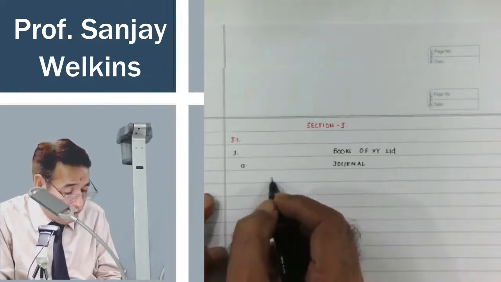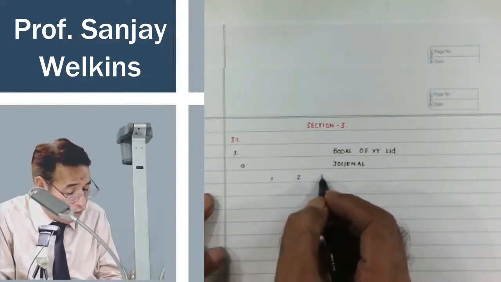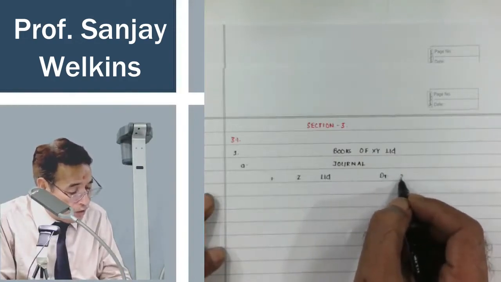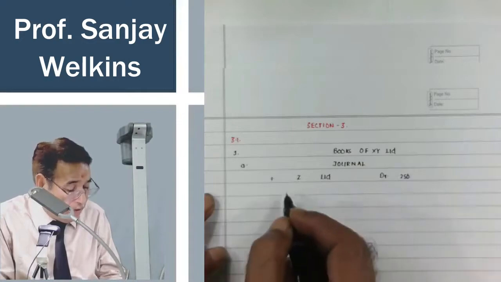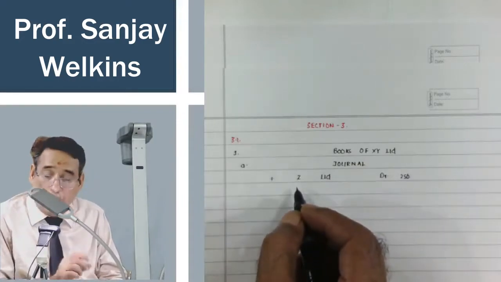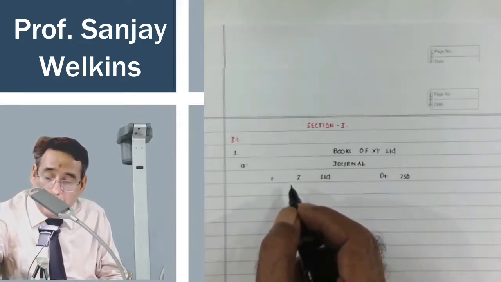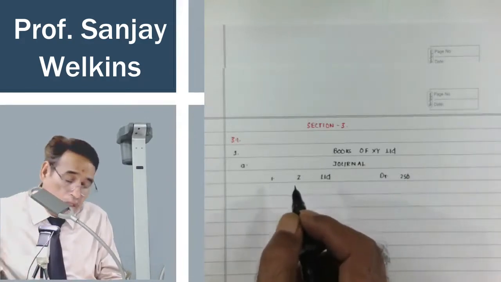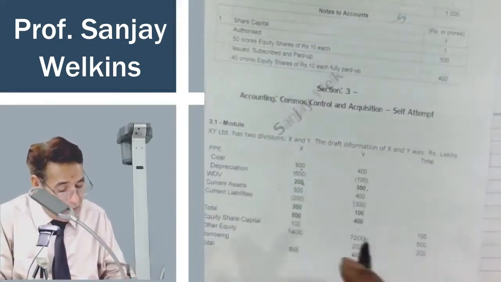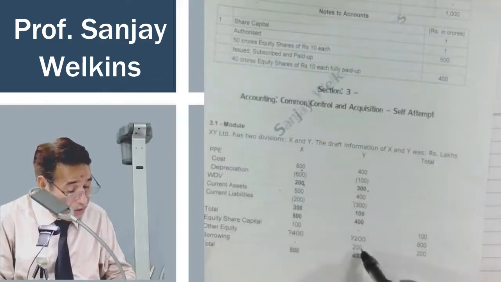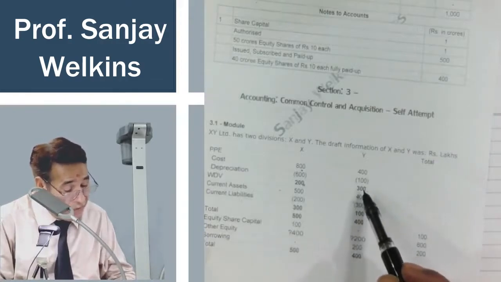So your first entry will be to debit Z Limited, from whom you are supposed to receive a consideration of 250 lakhs. Then you look into the balance sheet, try to find out the liabilities, and if you go through this balance sheet, we know that their current liability is 300 and their borrowings are 200. Besides, they have net property, plant and equipment 300 and current asset 400. Correct? That's all.